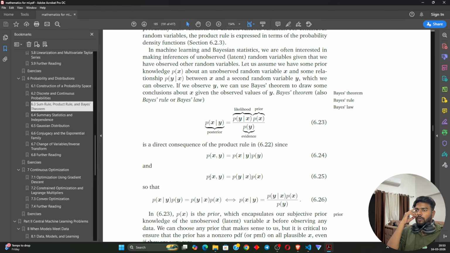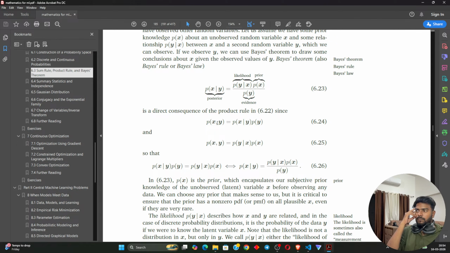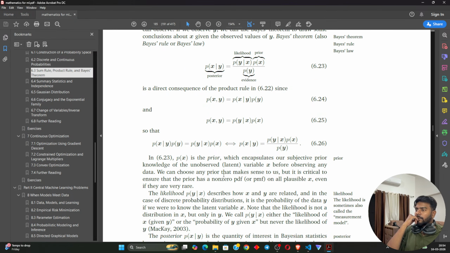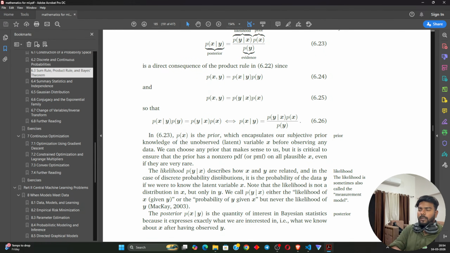This is a direct consequence of the product rule, since p(x, y) is equal to p(y|x) p(x), so that p(x|y) p(y) is equal to p(y|x) p(x), and p(x|y) is equal to p(y|x) p(x) upon p(y).